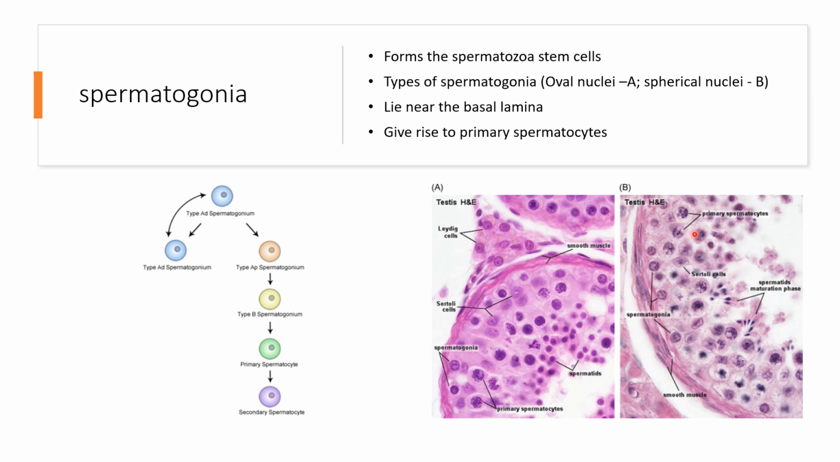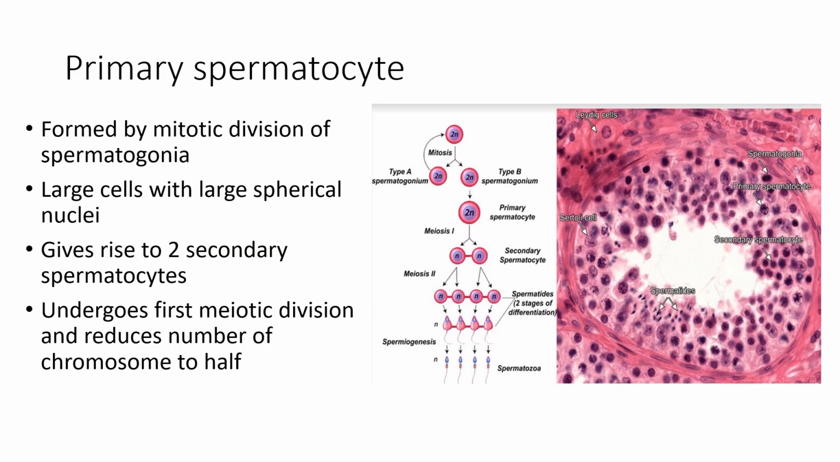Also on the right side, the B photomicrograph, you're going to appreciate the same thing. So from the tunica albuginea going down, inside into the lumen, you're going to find the layers and the growth stages of the sperm in a progressive manner. Now we move to the next phase, which is being formed by the spermatogonia, the primary spermatocyte. The primary spermatocyte is formed by a mitotic division of the spermatogonia and is actually the largest cell.